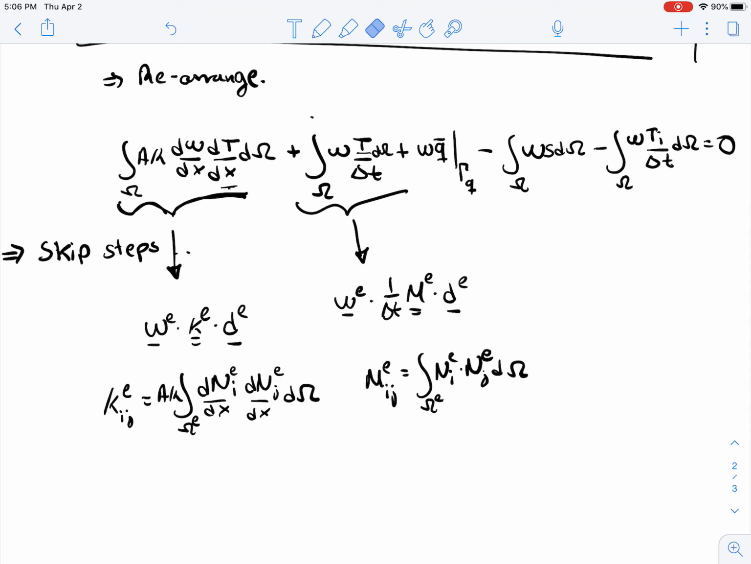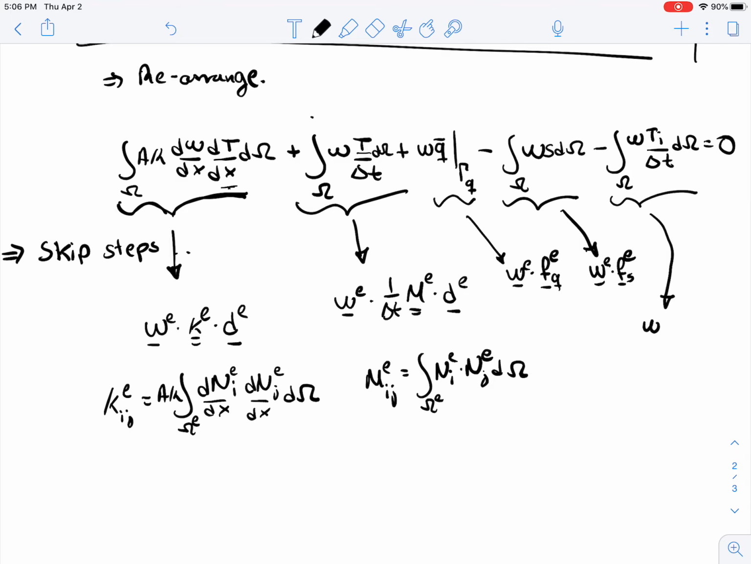For this term right here, we have w times T, so no derivatives, and accordingly what you get is integral of shape function times shape function. And then I just took the 1 over delta t outside of the integral. This term right here gives you the standard omega e times the force vector q. So I'm not gonna write that out. This term right here also gives you omega e times the force term due to the source. I'm not gonna write it out.